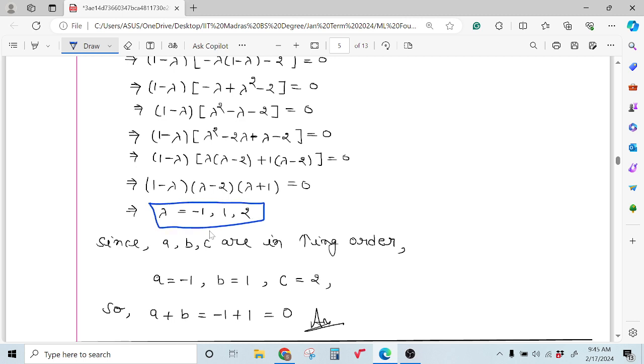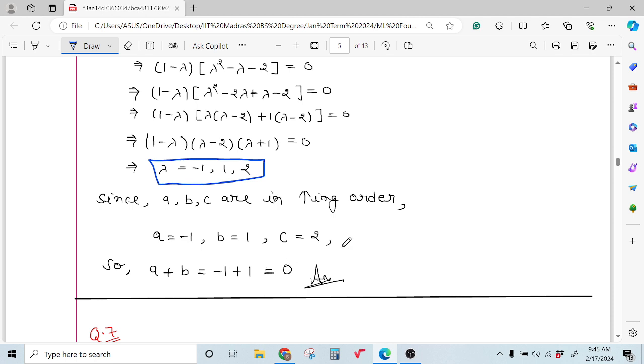Since A, B, C are in increasing order, the value of A will be minus 1, B is equal to 1, and C is equal to 2. So we have to find A plus B. So minus 1 plus 1 is equal to 0. So our final answer is 0. Let us proceed with the next problem.